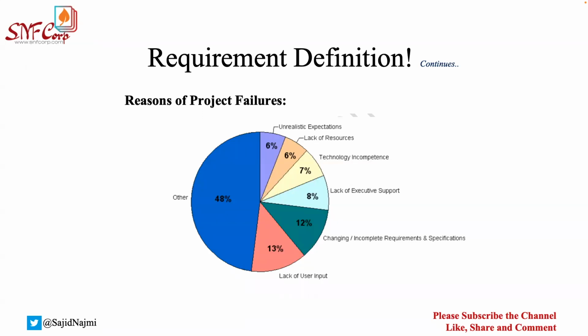And 48% says unknown, others, we don't know. There could be many other internal and external reasons. You're building a house and some natural disaster happens. What will you do?